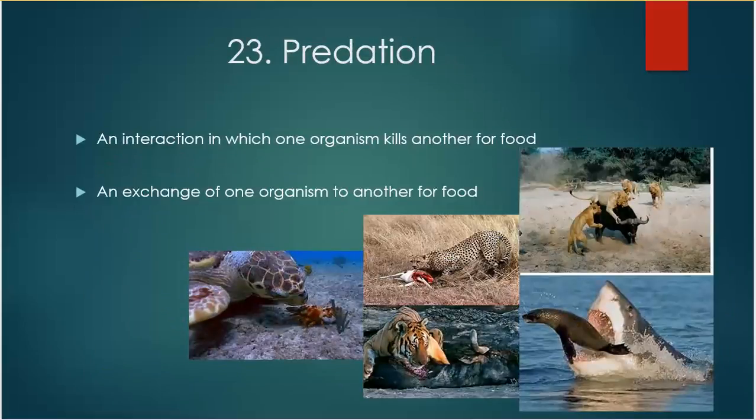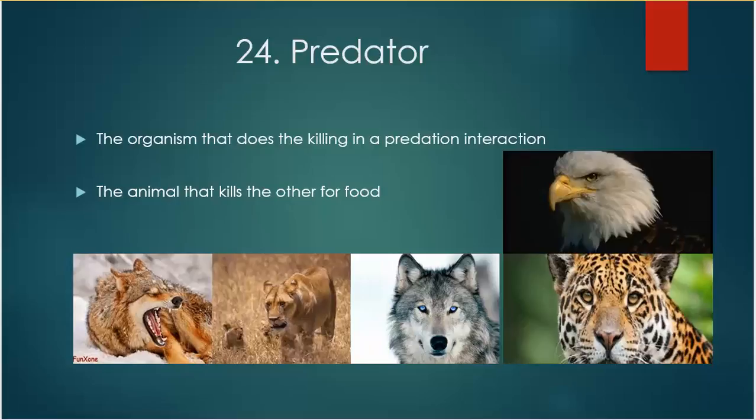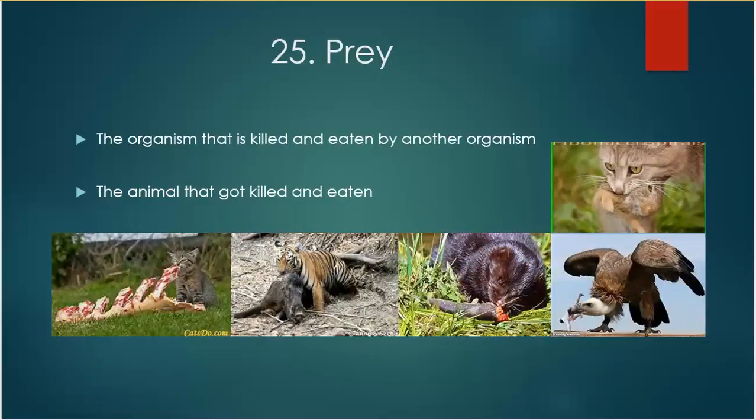Predation, an interaction in which one organism kills another for food. One organism killing another for food. Predator, the organism that does the killing in a predation interaction. The animal that kills the other for food. Prey, the organism that is killed and eaten by another organism. An animal that got killed and eaten.